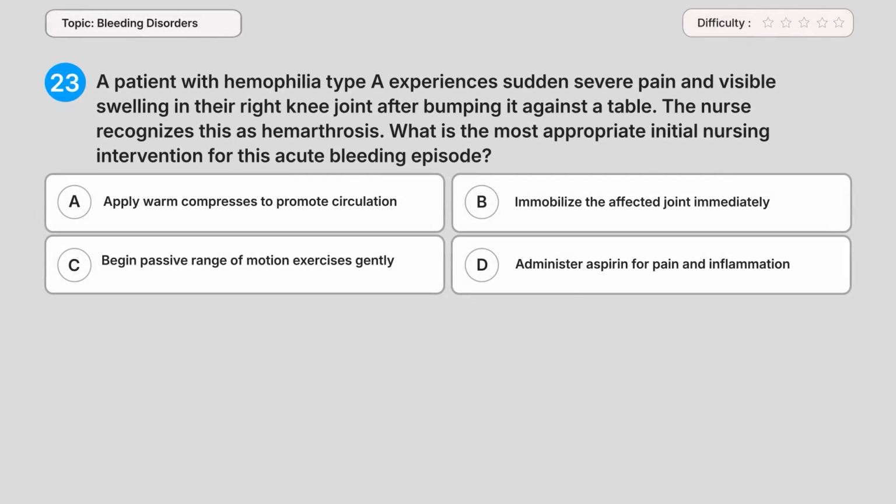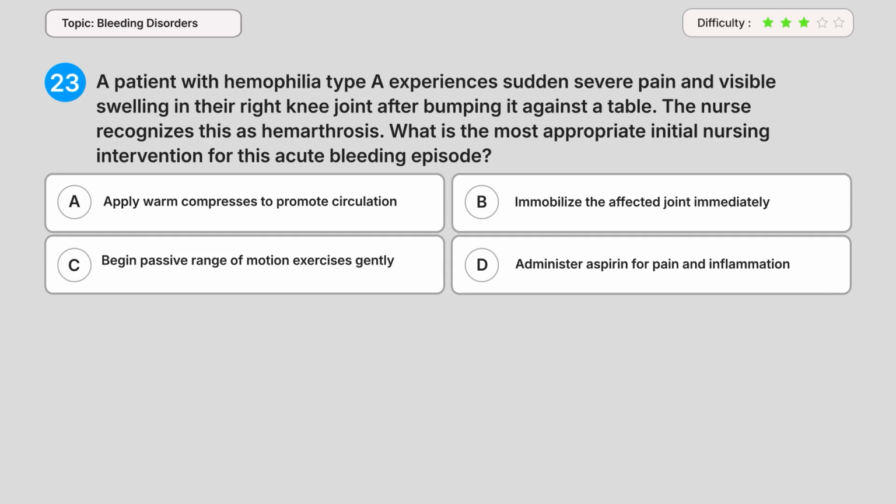23. A patient with haemophilia type A experiences sudden severe pain and visible swelling in their right knee joint after bumping it against a table. The nurse recognizes this as hemarthrosis. What is the most appropriate initial nursing intervention for this acute bleeding episode?